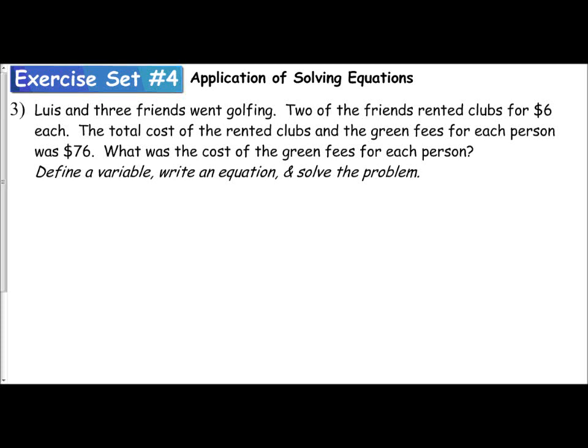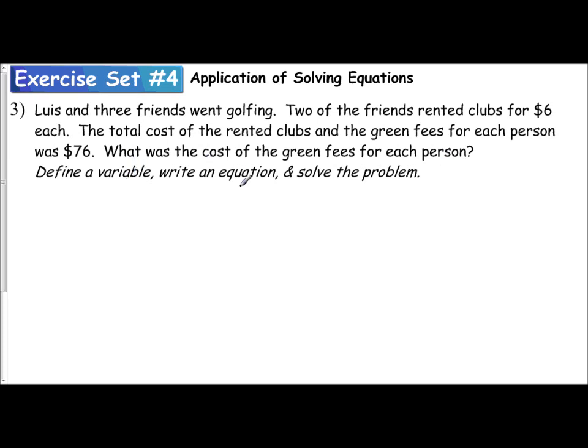This is our last video in our application series for solving equations. Here we have the problem that says Lewis and 3 friends went golfing. 2 of the friends rented clubs for $6 each. The total cost of the rented clubs and the green fees for each person was $76. What was the cost of the green fees for each person?